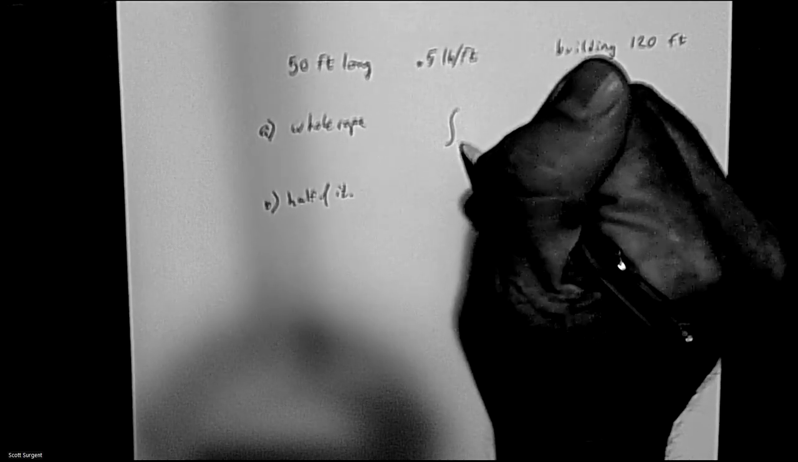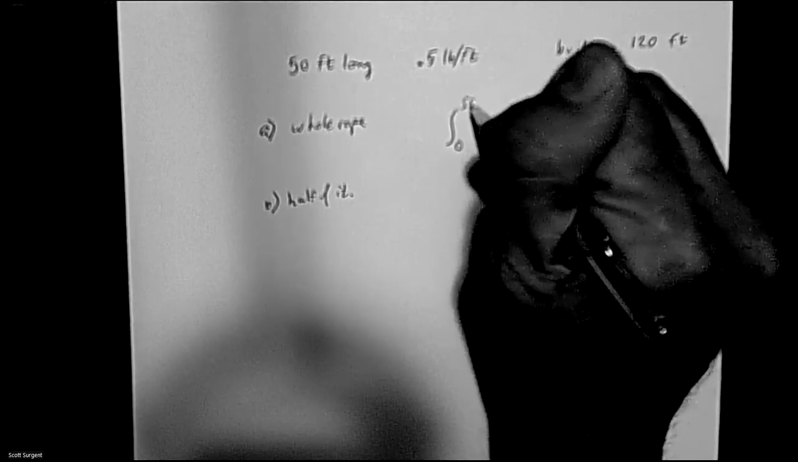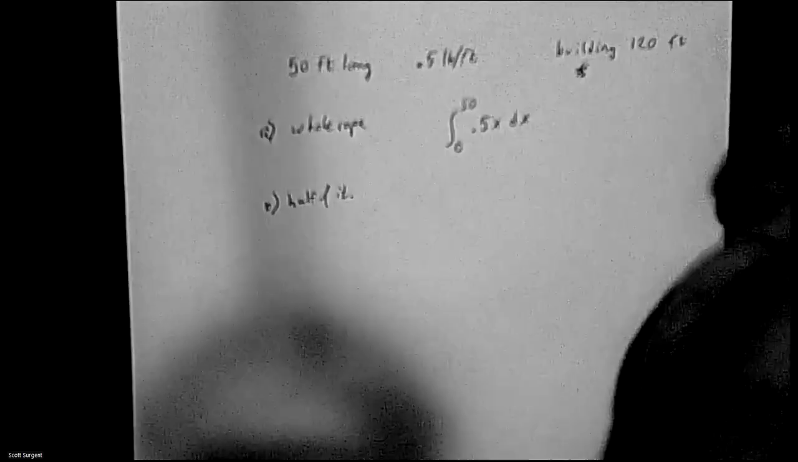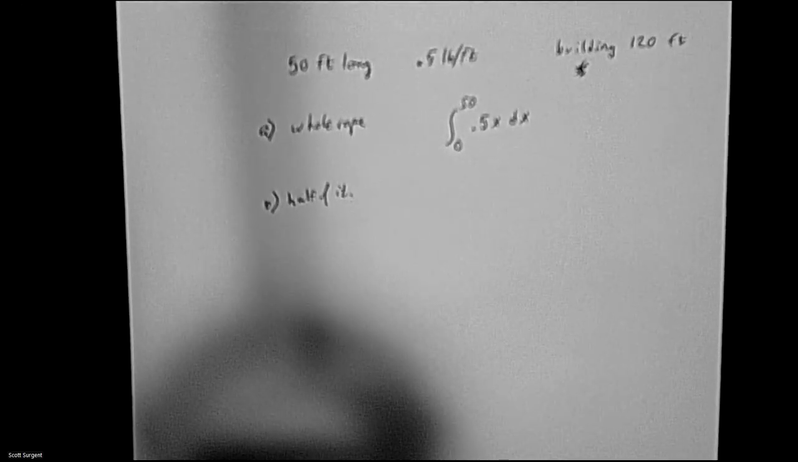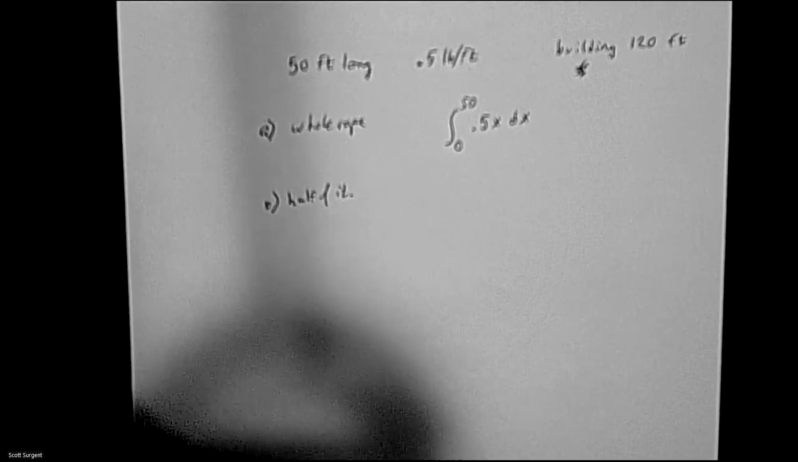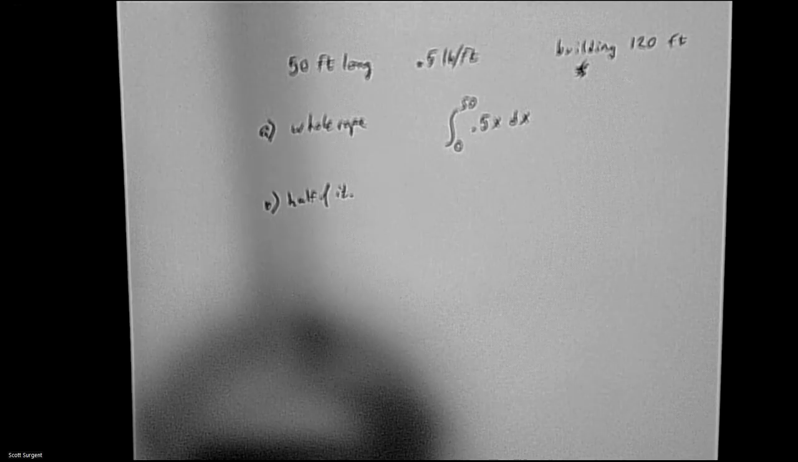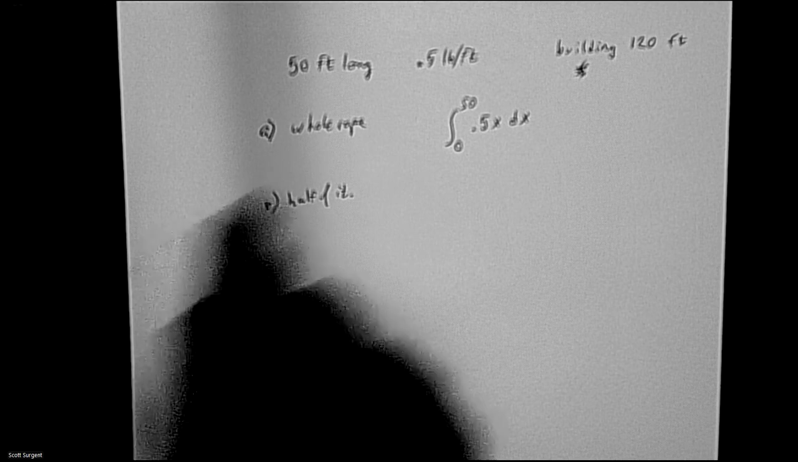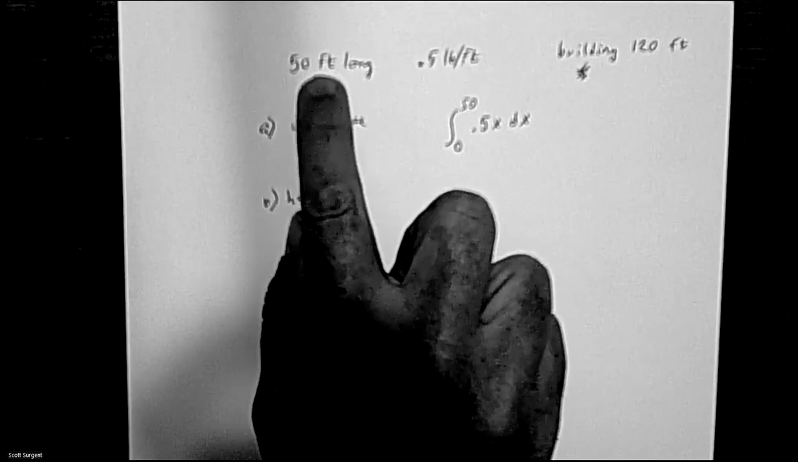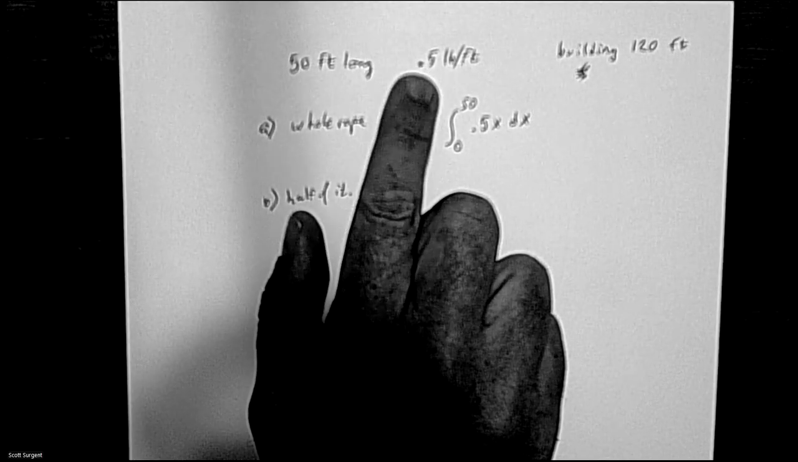You have an integral, so you're pulling the whole thing 50 feet, so 0 to 50, 0.5 x dx. Let me go through the explanation there. One way to think about it would be, let's say you just pull it up 1 foot. Well, you're pulling up 50 feet, so that's a 25-pound rope, because 50 feet at half a pound per foot. So if you pull it up 1 foot, that's 25 pounds times one.